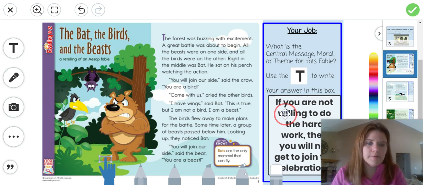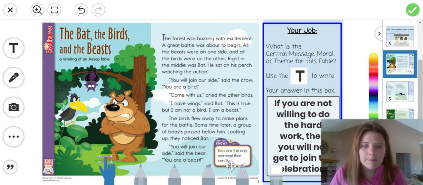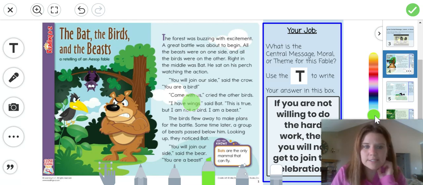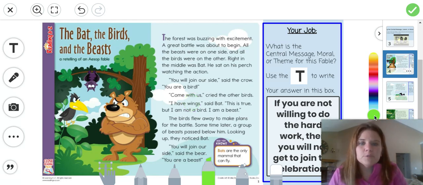All right, so let's go back to the beginning of our story. I'm going to get my highlighter tool ready, and I think I'm going to use green because I think that'll look nice. All right. The forest was buzzing with excitement. A great battle was about to begin. All the beasts were on one side and all the birds were on another. You will join our side, said the crow. You are a bird. Come with us.